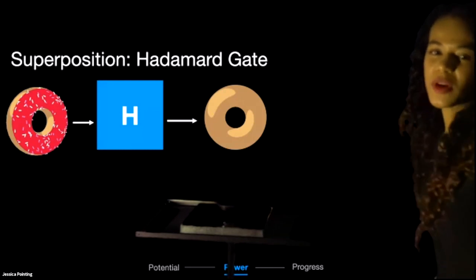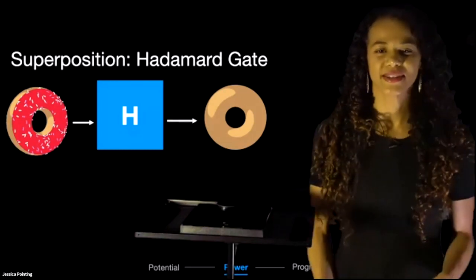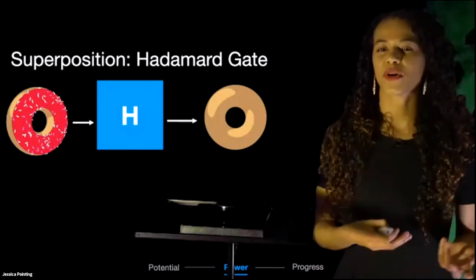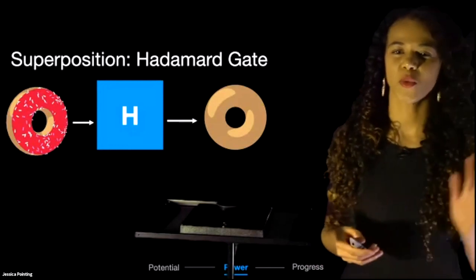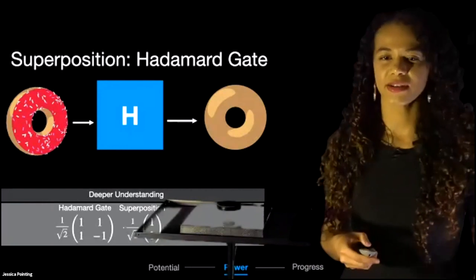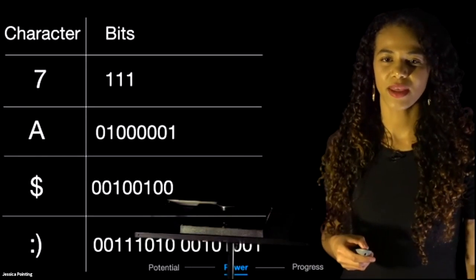Right, so if we put it in superposition and we put it through the Hadamard gate, it ends up being in the zero state. So as you can see, the gate works on the input that you give it. It doesn't just do one fixed thing. It depends on the input. And again, here is the deep understanding: you just multiply out the two matrices and then you end up getting that.